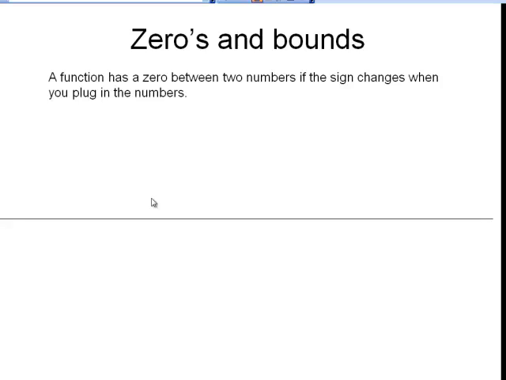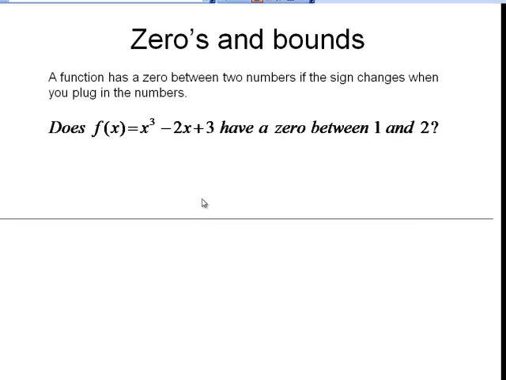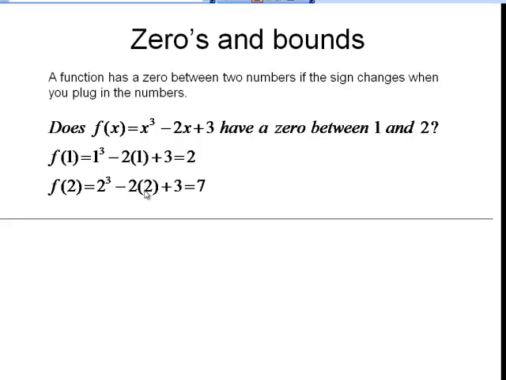Okay, zeros and bounds. A function has a zero between any two numbers if the sign changes when you plug the numbers in. So if it goes from a positive to a negative, it has to go through 0, essentially. Okay, the question says between 1 and 2, so just plug in 1. Gives you 1 cubed minus 2 plus 3. That's a positive 2. If you plug in 2, 2 cubed is 8, minus 4 plus 3 makes 7. There's no sign change. It didn't go from a positive to a negative, or a negative to a positive, so it doesn't go through 0.